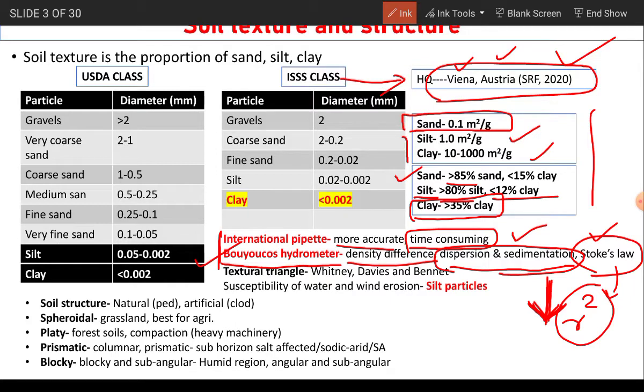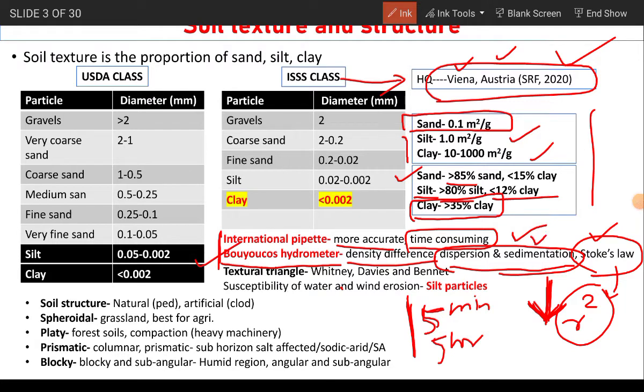The observation should be taken at 5 minutes and 5 hours. We use sodium hexametaphosphate for deflocculation of soil aggregates. After that, in a cylindrical jar, we agitate the soil solution. Then after transferring it into a measuring cylinder, the particles start to sediment.